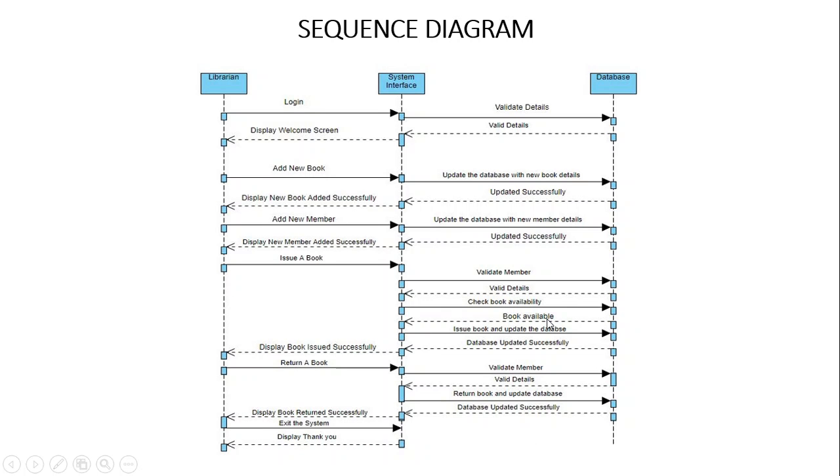After that, we have a sequence diagram. Here, first the librarian needs to enter the login details. Then the system sends those details to the database, and if the details are valid, then the database sends a reply with a valid details message to the system. And after that, the system will display a welcome screen.